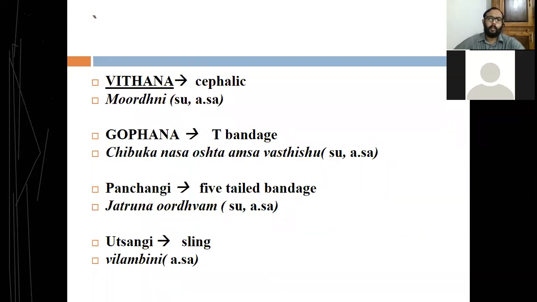In ARC procedures, or if there is profuse bleeding, to arrest bleeding, we can use this Gofana Bandha, which is very effective. Panchangi Bandha is a 5-tailed bandage. Instead of 4-tail, if we are using 5-tail, it is called Panchangi. In Hanusandhi Vislesha, in Susruta Chikitsa, Susruta Acharya explained Panchangi Bandha.